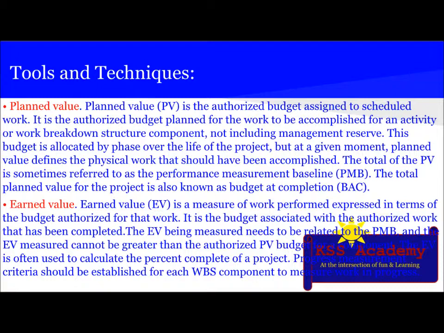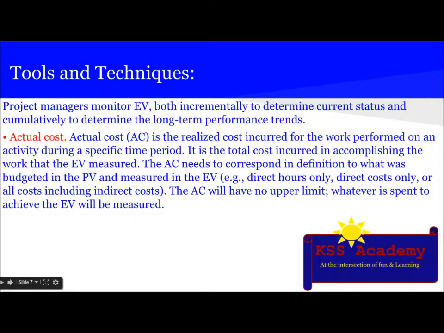Next is earned value, also known as EV, which is a measure of work performed expressed in terms of the budget authorized for the work. It is the budget associated with the authorized work that has been completed. EV being measured needs to be related to the PMB, and the EV measured cannot be greater than the authorized planned value budget for a component. The EV is often used to calculate the percent complete of the project. Progress measurement criteria should be established for each WBS component to measure work in progress. Project managers monitor earned value both incrementally to determine the current status and cumulatively to determine the long-term performance trends.